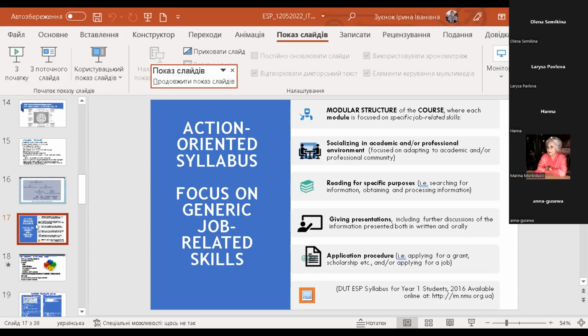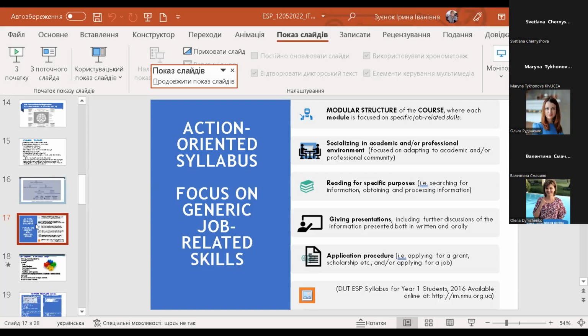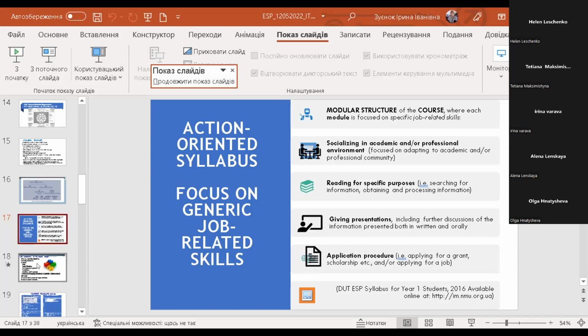Then the second module, and you will see that it is like a snowball, it is cyclic in nature, and everything is interconnected: reading for specific purposes, searching for information using the internet, obtaining and processing information. And of course, we have just finished the module giving presentations, including further discussions of the information presented, both written and oral. And the last one is communicating and writing, but we focus on the application procedure because it is the only obligatory course for our undergraduate students. Right now we are learning how to write the letter of application, CV, resume. We are on the way to finish our academic year and the course as a whole.